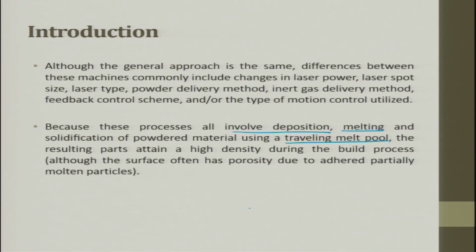That means to say it is not a pool at one point, the pool keeps traveling. As and when the laser keeps moving, it is trying to melt powder and it is going to take it along. With the traveling melt pool, the resulting path attains a high density because all the metal powders are now melted. So, it will all be in a pool form, so it will have high density during the building process and porosity will be reduced.